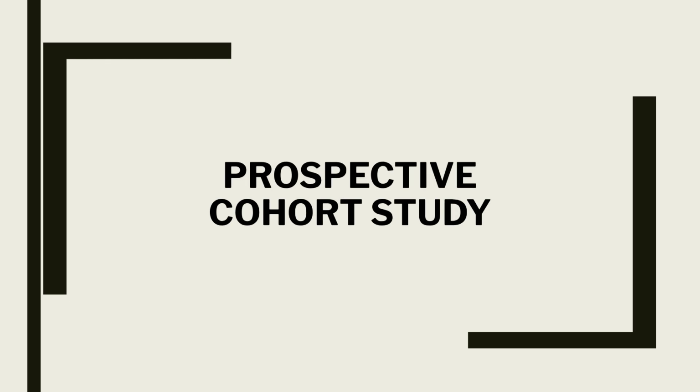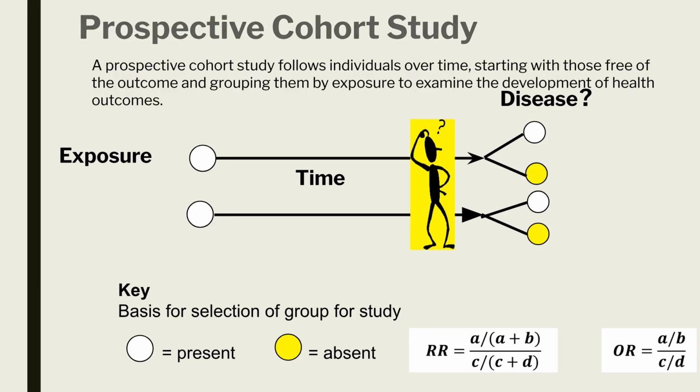Now we transition to the second main type of observational study, the prospective cohort study. The key difference between cohort and cross-sectional studies is time. A cohort study is longitudinal. It follows the same group of people over time to see whether an exposure leads to the development of disease.